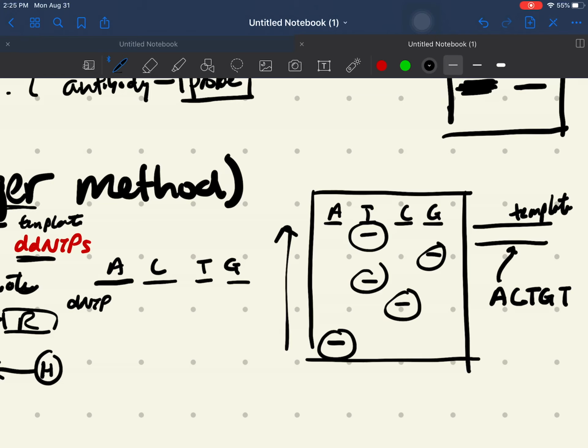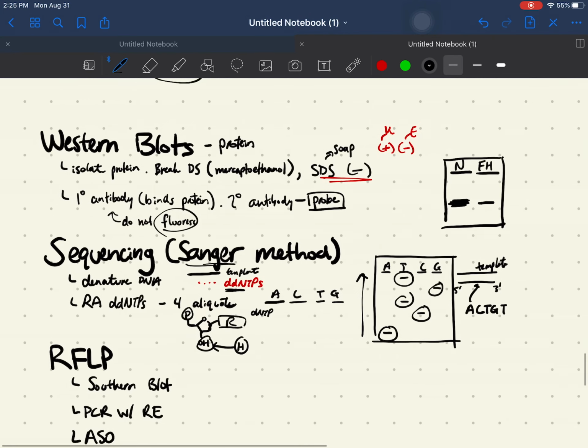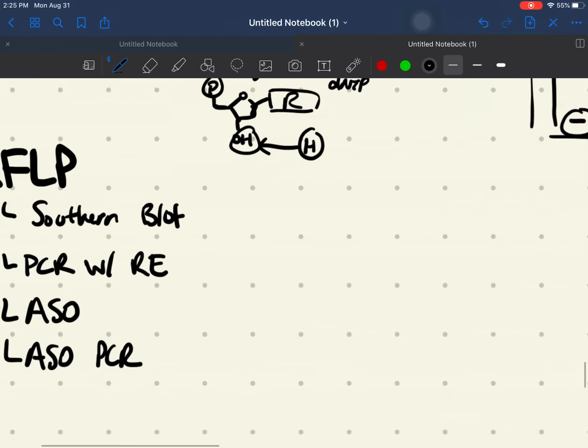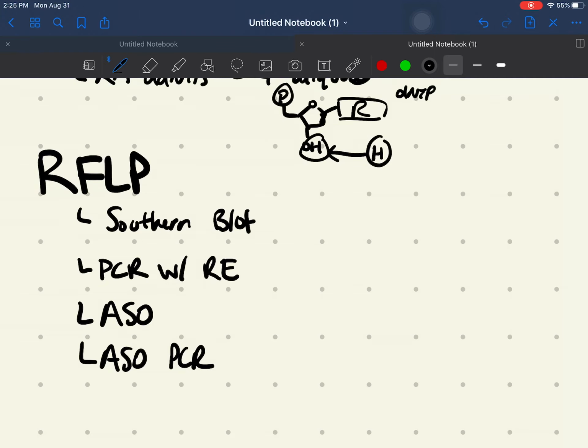And that is going to correlate with my DNA sequence. So remember, this on top was my template. So on the bottom is going to be where my actual sequence is going to be. Okay, so that's how you sequence using the Sanger method. And then there's a test called RFLP, which is called restriction fragment length polymorphism. Basically, there's 4 different things that you can do with this.